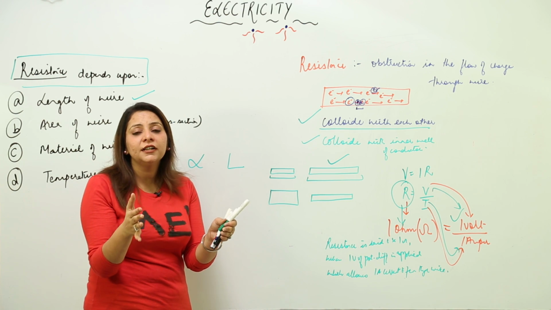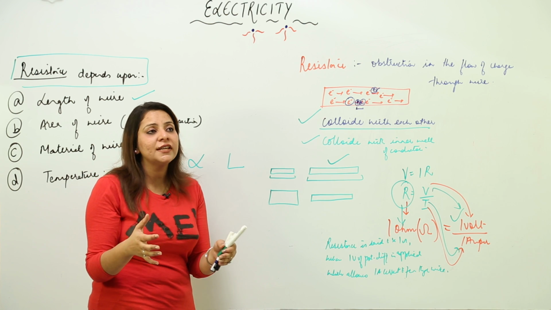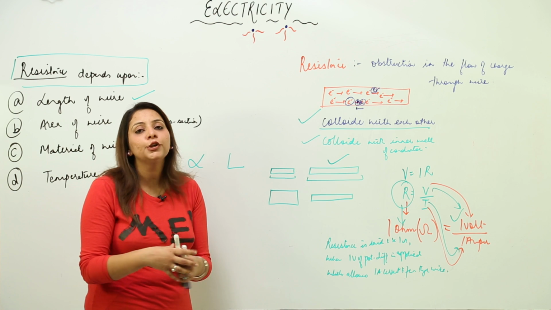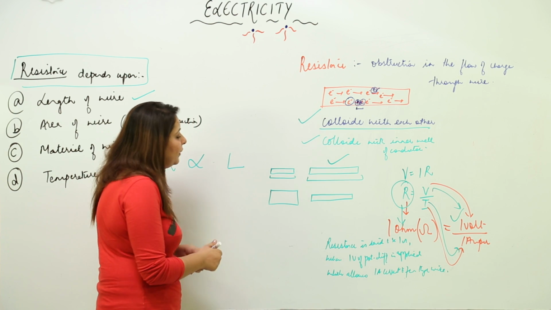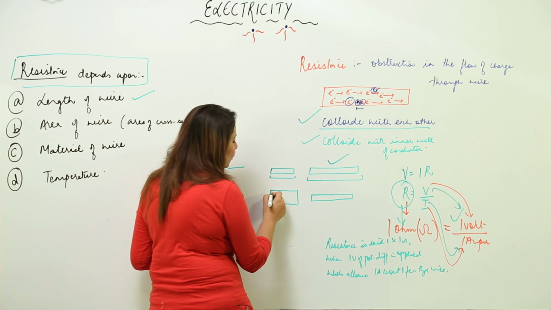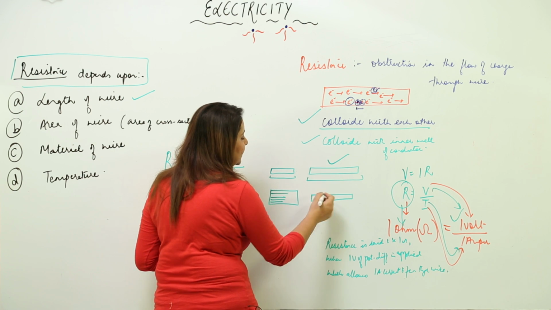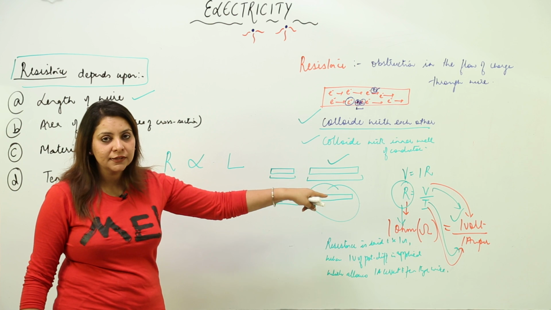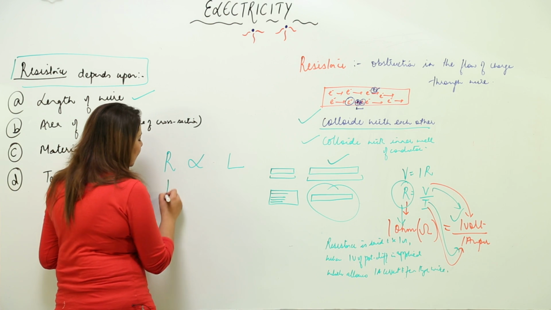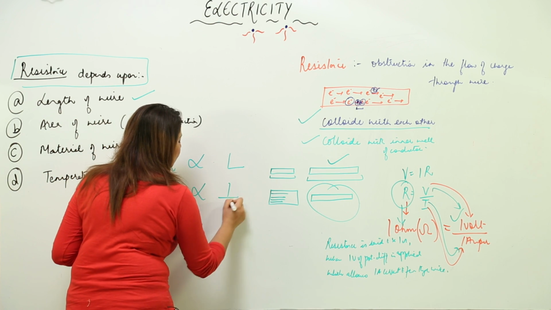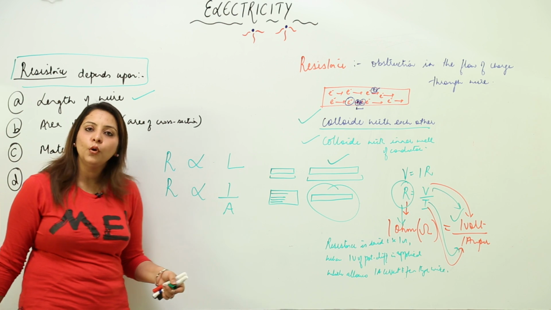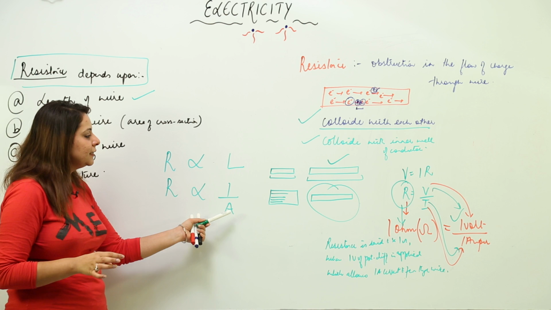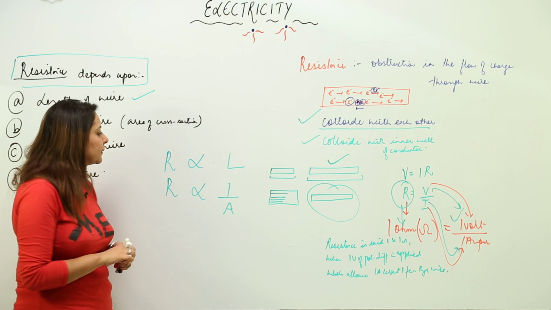So there are many chances that the cars may collide, or bang into each other. In the same way, if the electrons are moving, they can move more smoothly in this case as compared to this, because the chances of collisions are more in this wire, that is the narrow one. So we say that resistance is inversely proportional to area. More is the area, less is the resistance; less is the area, more is the resistance.